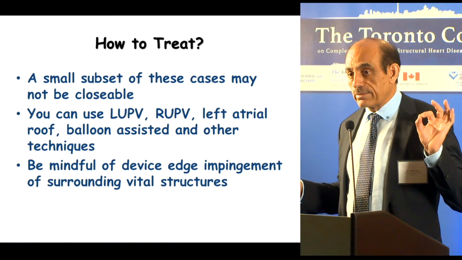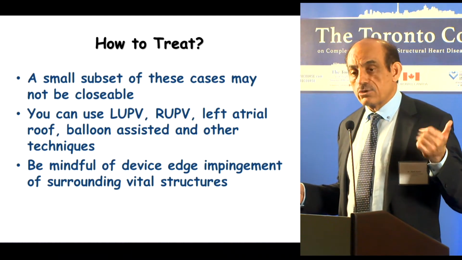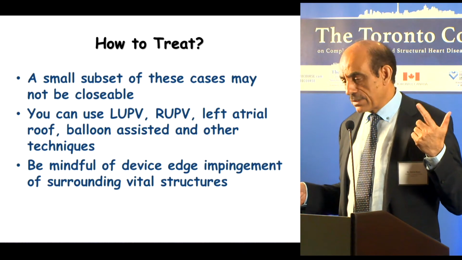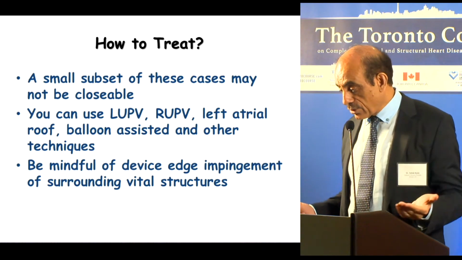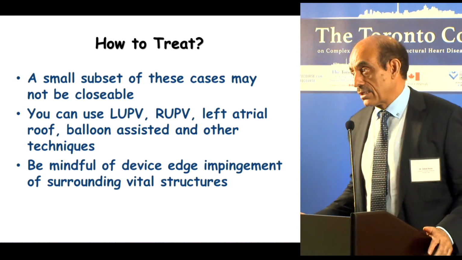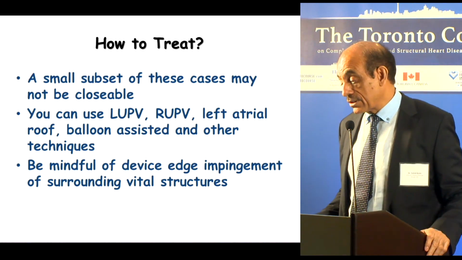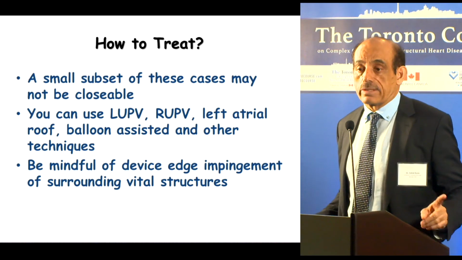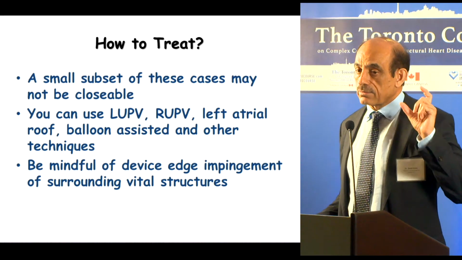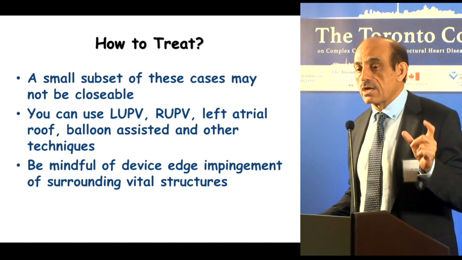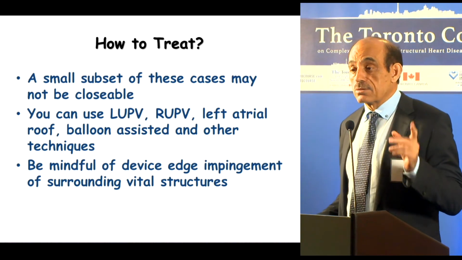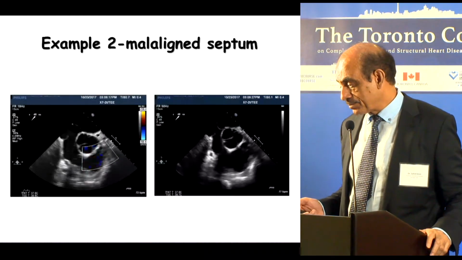Some small subset may not be closable, but you can use the left upper pulmonary vein technique in this patient, right upper pulmonary vein technique, atrial roof technique, Dr. Bharat Dalvi's balloon assisted technique, and other techniques. But be mindful of the device edge impingement. It's very important because you're going to put a fairly large device, so be very careful that the device is not impinging, especially on the mitral valve.